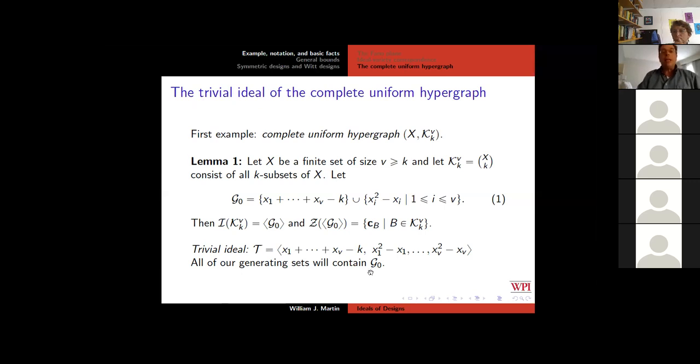Okay, so that ideal's generating set is going to be called G0, and the ideal is going to be script T.